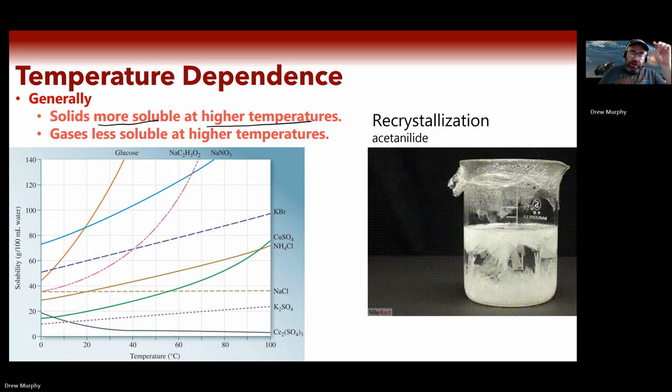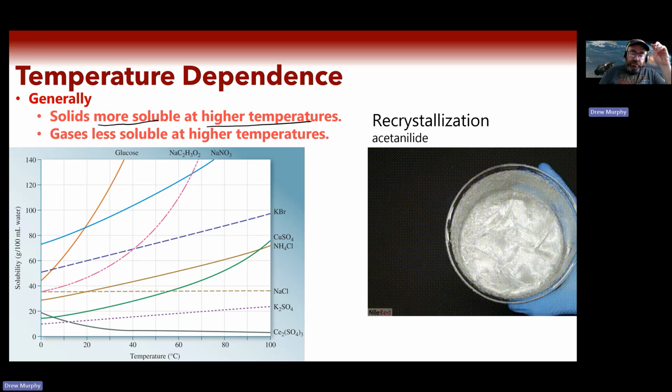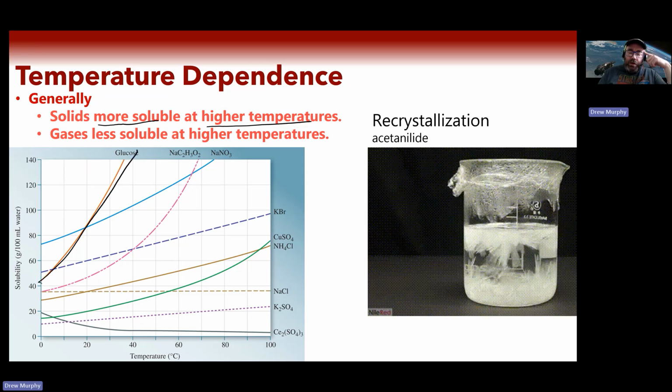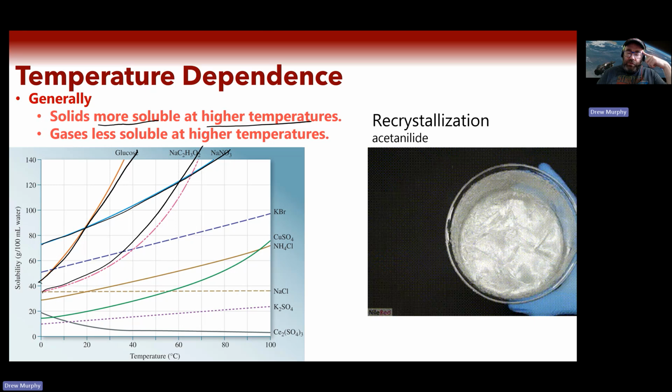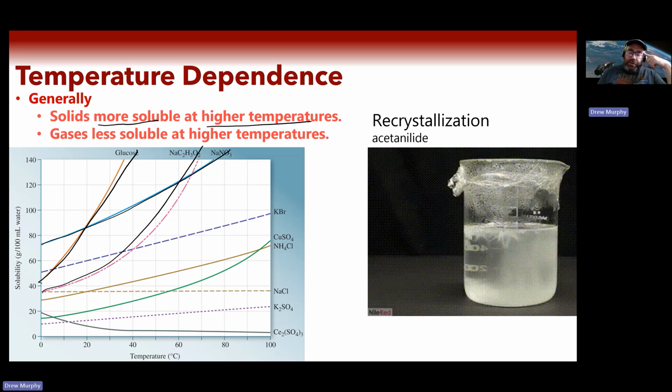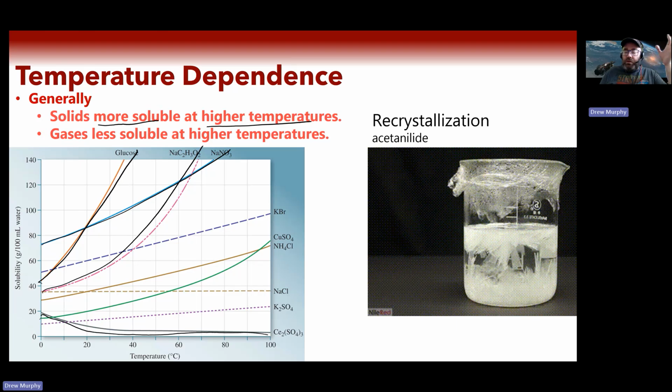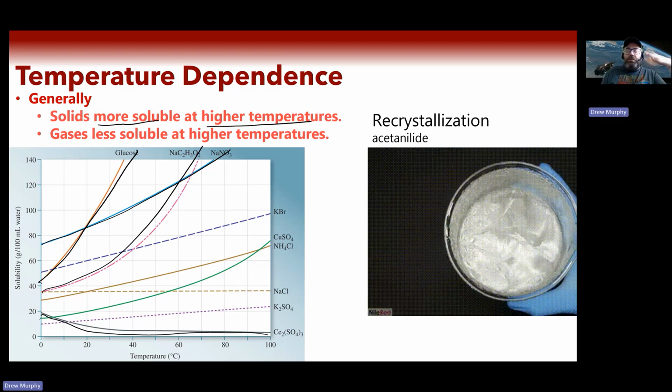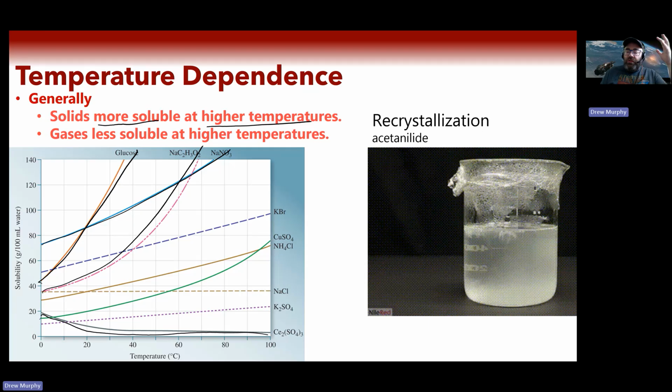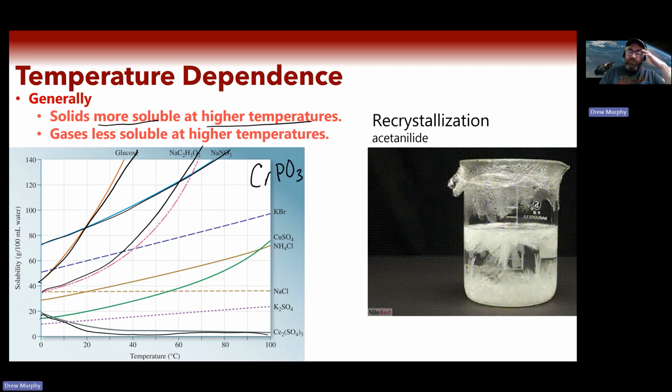Here we're looking at this graph. Notice glucose gets way higher as you go. Sodium nitrate gets a lot higher. Sodium acetate gets higher solubility as you heat it up. But then there's some things here. Cerium sulfate decreases in solubility. Another good one that I always think about, because it happens when I have to deal with the stuff in the lab, is chromium phosphate, chromium 3 phosphate.